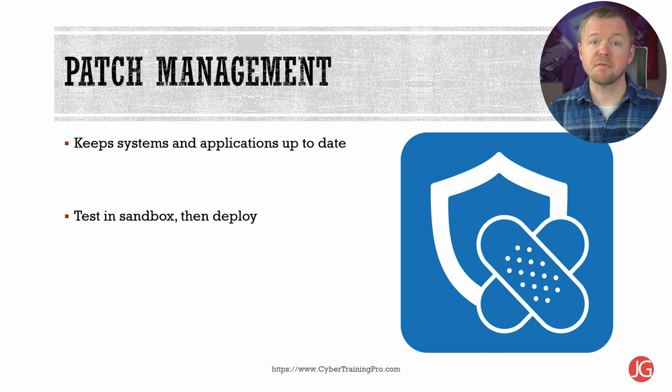Writing software is hard, and writing secure software is even harder. Even if we deploy secure software on day one, chances are that later, vulnerabilities are going to be discovered. Patch management keeps systems and applications up to date with current patches. It's a process that includes methodologies for identifying, downloading, testing, deploying, and verifying patches to keep our network secure. Typically, a lot of testing is done in an automated fashion and using a sandbox environment in case anything goes wrong.